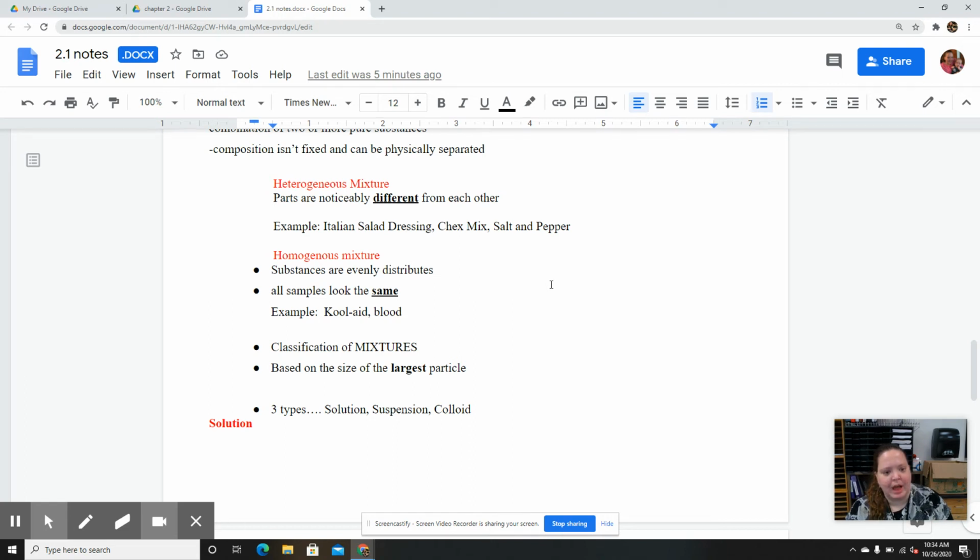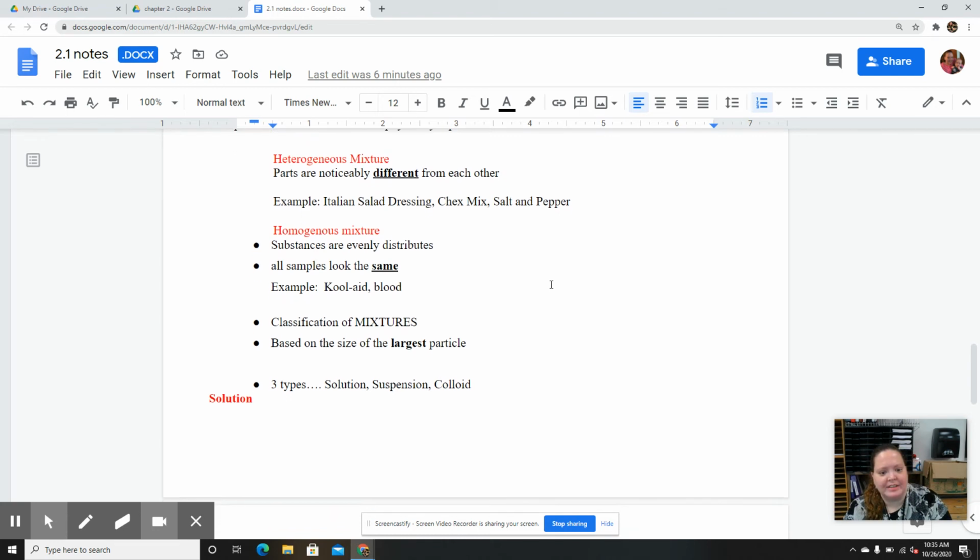Homogeneous mixtures have substances that are evenly distributed and look the same throughout. Kool-Aid looks just like a red liquid. Blood, again, a red liquid. You can't see the individual pieces. It just looks like one color liquid. It just looks the same. You can't see the individual molecules.